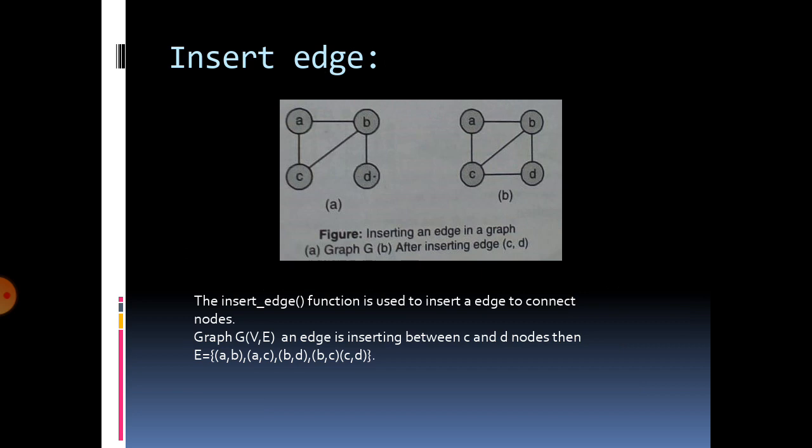So how to insert an edge? Here we are inserting an edge between vertices. The first diagram A represents A, B, C, D. Here C and D do not have any edge. Here we are connecting an edge between C and D. So before, graph A has A, B, C, D as vertices, and edges are AB, AC, BC and BD. After that, an edge is connected between C and D. The resultant graph has the same 4 vertices, and one more edge is added, that is CD.